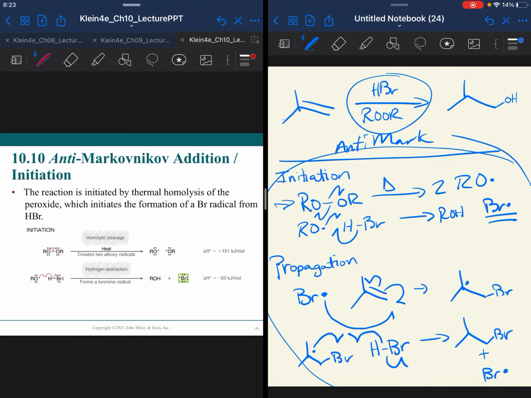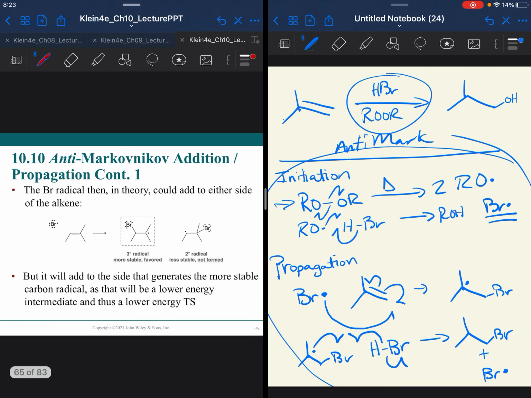Then if we wanted to think about termination steps, any radical that was made in this reaction could bump into any other radical. So your RO radicals could bump into each other and make more peroxide and just go back. You could make a little bit of Br2. The bromine and the oxygen could bump into each other, your carbon radicals as well.